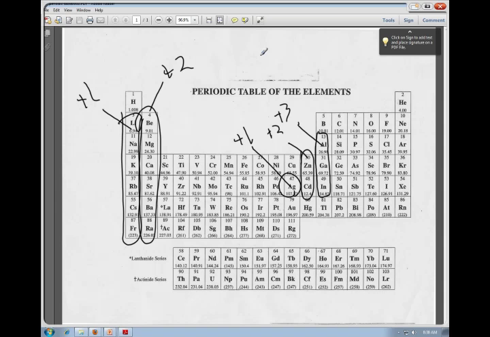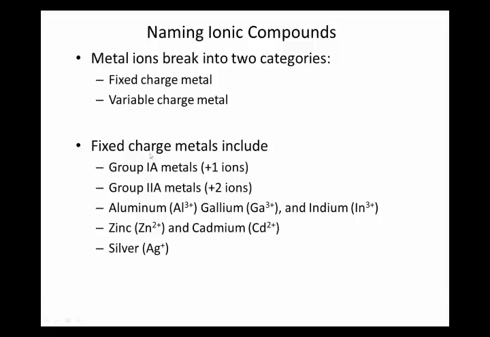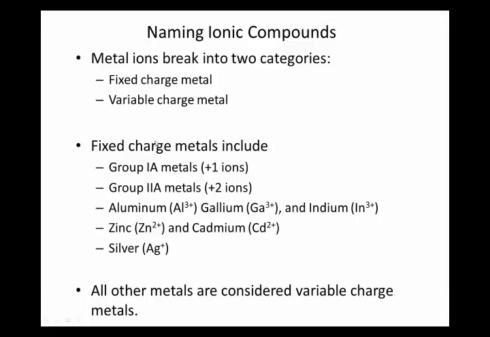Now, all other metals everywhere in the periodic table are variable charge. These are the only fixed charge metals: Group 1A, Group 2A, aluminum, gallium, indium, zinc, cadmium, silver. All other metals, mostly transition metals, tin and lead also though, are variable charge. Okay, now that I've hammered that away and said that like 50 times, I can now move on.